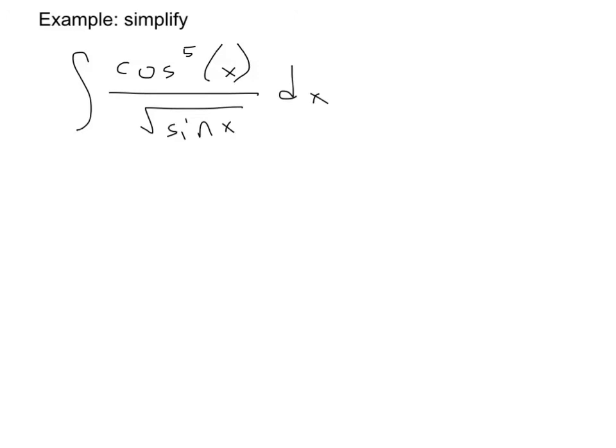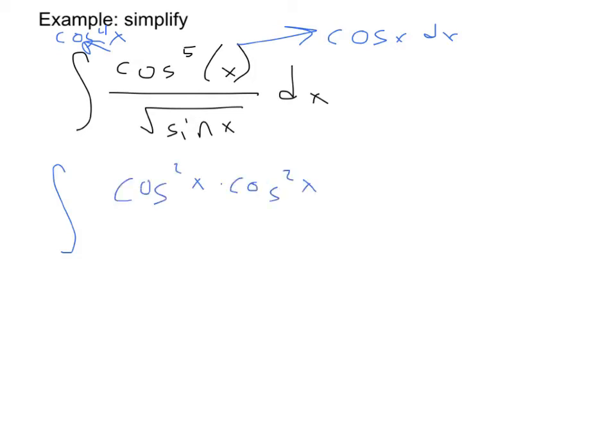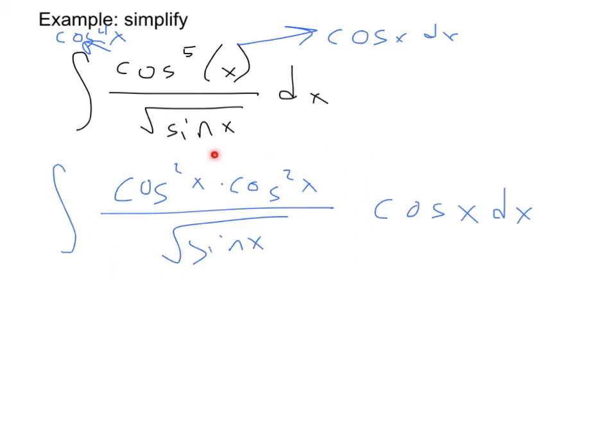My thought here is that cosine is raised to an odd power, so I'm going to reserve one of them, and that means the rest of the problem is left to be cosine to the 4th x. Now, we haven't dealt with a cosine to the 4th x before, but what we're going to do is treat it as cosine squared x times cosine squared x. Now note, I'm not ready for the substitution yet because this part isn't all in terms of sine.